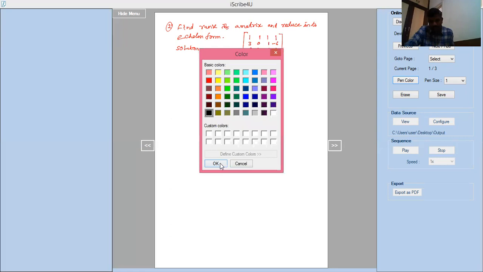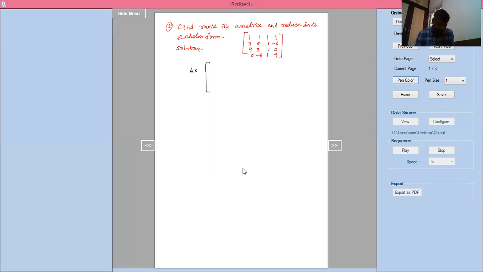So first, the given matrix, I'll take it as matrix A. A equals 1, 1, 1, 1; 3, 0, 1, minus 6; 9, 3, 1, 0; 0, minus 6, 1, 9. This is matrix A. Now we have to take the echelon form.